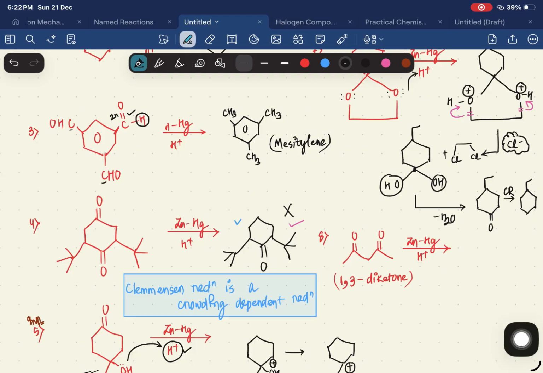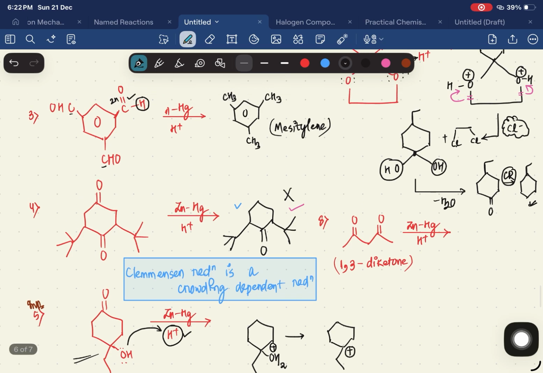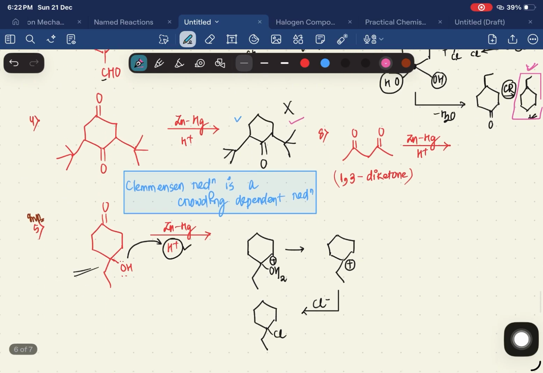So now this is called ethylcyclohexane. So this is a very interesting question. The Clemmensen reaction happened, reduction happened, so the double bond O will be reduced to an alkane group. So this is the final product. Let me highlight this one. This is a very interesting question. I hope it is clear right now.